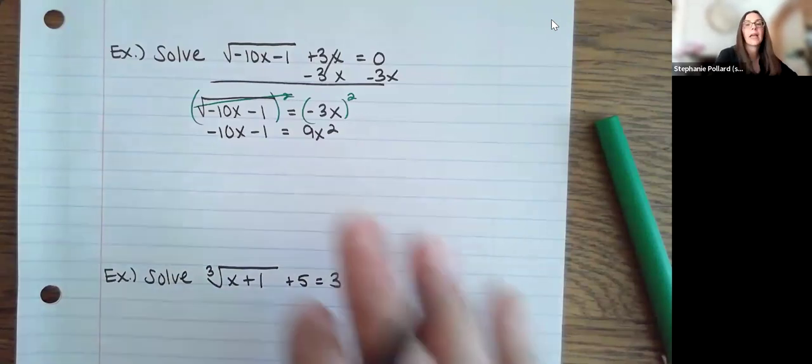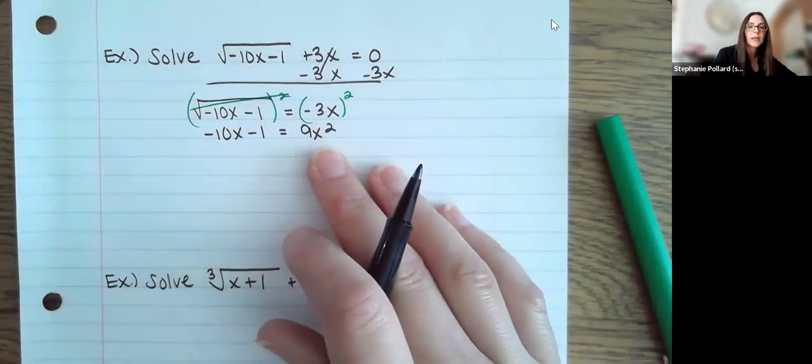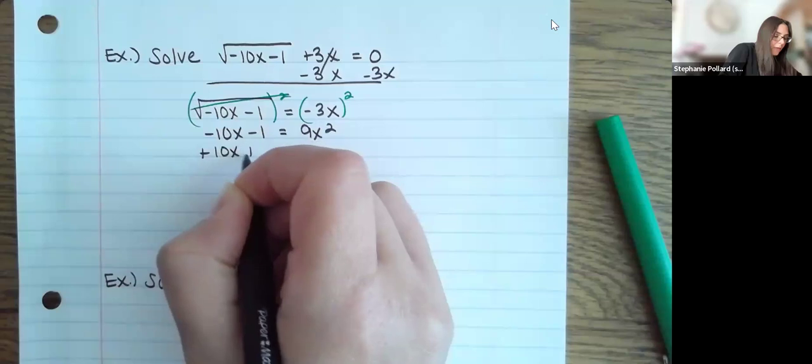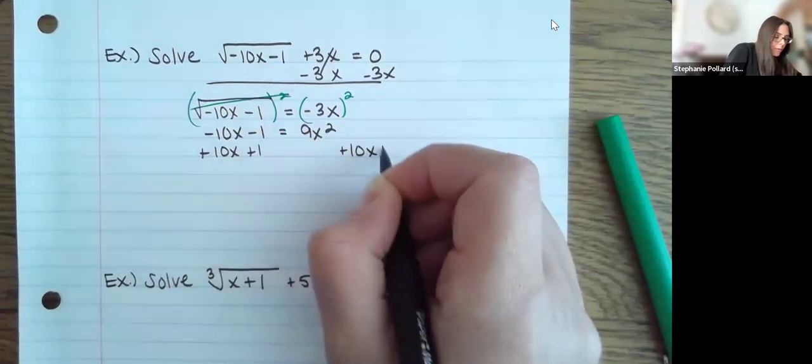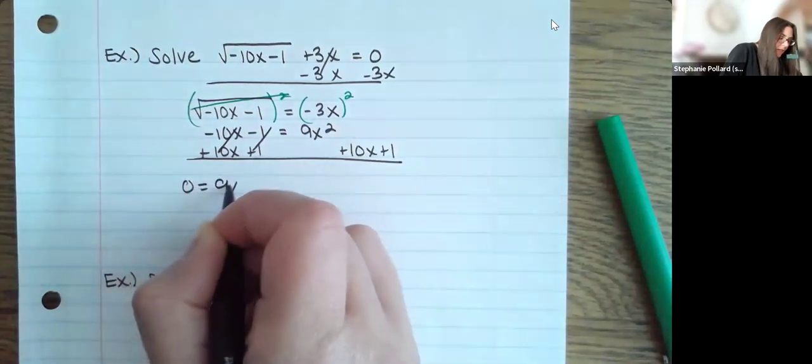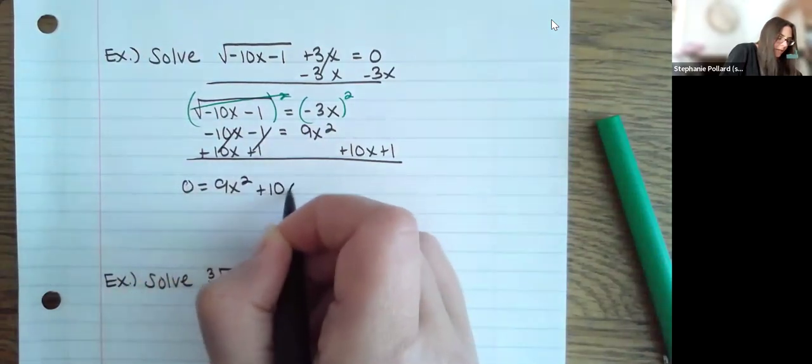Now, here I see I have a quadratic. So I'm going to see if I can factor this and solve that way. So I'm going to bring everything to one side first. So I'm going to go ahead and add the 10x and add the 1 to both sides. I'm just doing it at the same time. So then I have 0 equals 9x squared plus 10x plus 1.